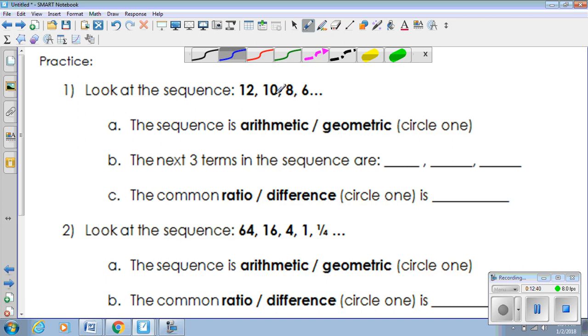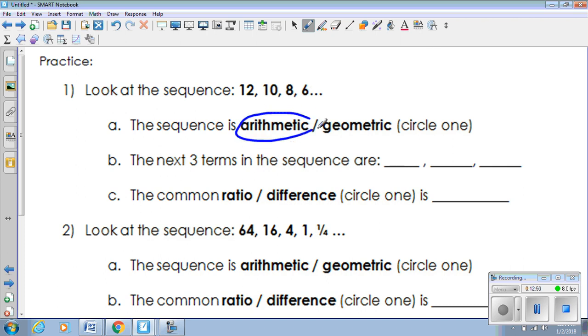12 minus 2 is 10. 10 minus 2 is 8. And 8 minus 2 is 6. So I would say that seems pretty good. I'm subtracting, which makes it an arithmetic sequence. And then step B says, find the next three terms in this sequence. Well, 6 minus 2 is 4. 4 minus 2 is 2. And 2 minus 2 is 0.